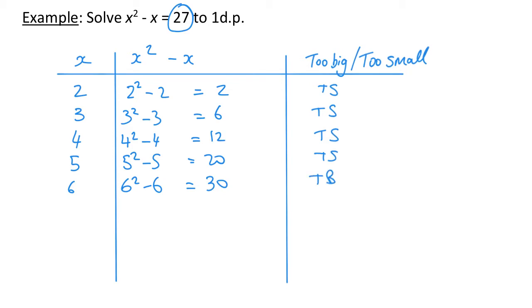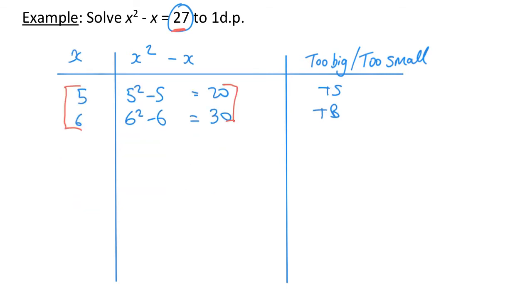So what we now know is that our answer lies between 5 and 6, because those values straddle our target number of 27. So then what we do is we go to one decimal place. So one decimal place is going to be 5.5. And if we do 5.5 squared minus 5.5, we get 24.75, which is too small.